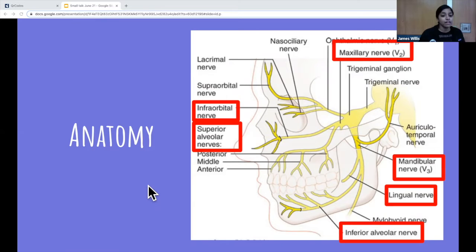mucosa. And then finally, the inferior alveolar nerve. So this also in and of itself divides into the mental nerve, which innervates the lip and chin, and the incisal nerve, which innervates the teeth and gingiva.